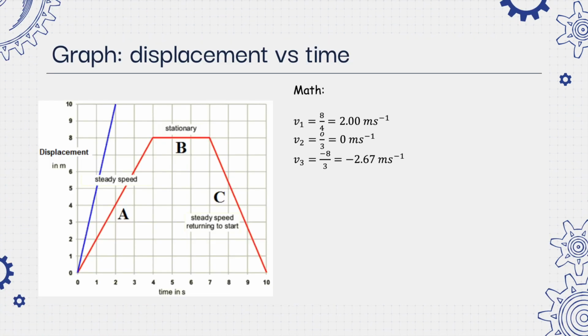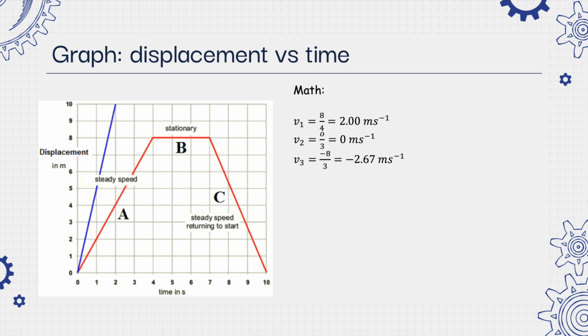Okay, so this first graph we're going to talk about is this displacement versus time graph. Displacement is in meters in the y-axis. The time is in seconds in the x-axis. We can focus mainly on the red line. So the red line has three phases, A, B, and C. In phases A and C, we have a steady speed, and phase A is a positive speed, C is a negative speed, and then B is stationary, so it's not moving, the speed is 0.